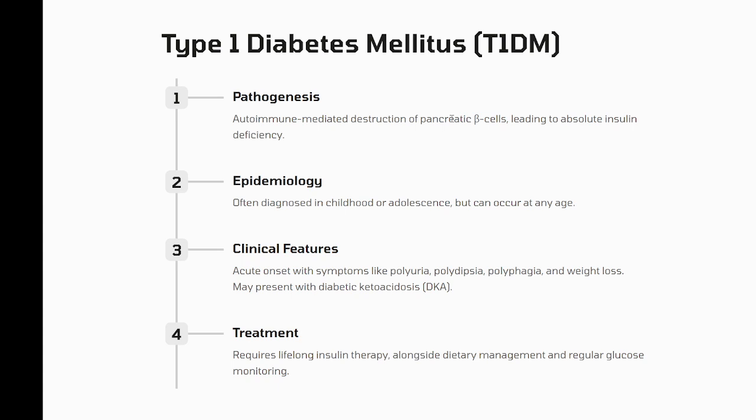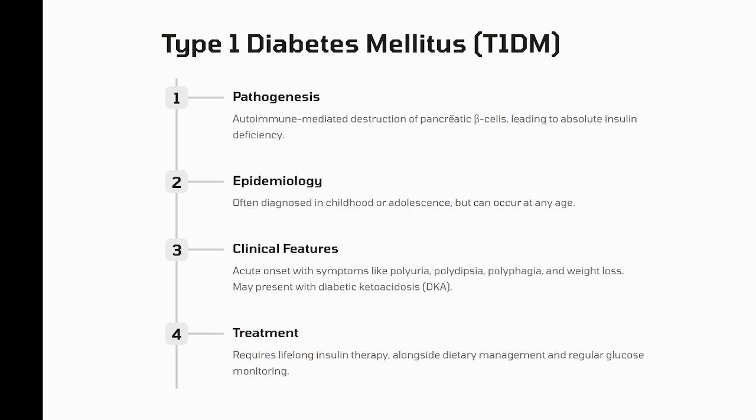Type 1 diabetes mellitus, T1DM. Pathogenesis: autoimmune-mediated destruction of pancreatic beta cells, leading to absolute insulin deficiency. Epidemiology: often diagnosed in childhood or adolescence, but can occur at any age. Clinical features: acute onset with symptoms like polyuria, polydipsia, polyphagia, and weight loss. May present with diabetic ketoacidosis, DKA. Treatment requires lifelong insulin therapy alongside dietary management and regular glucose monitoring.